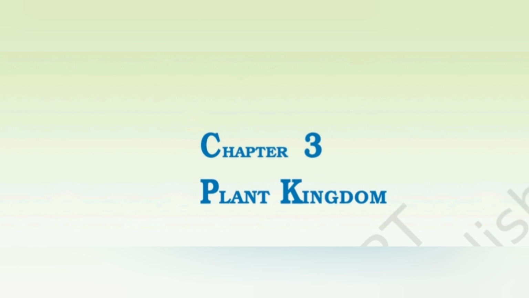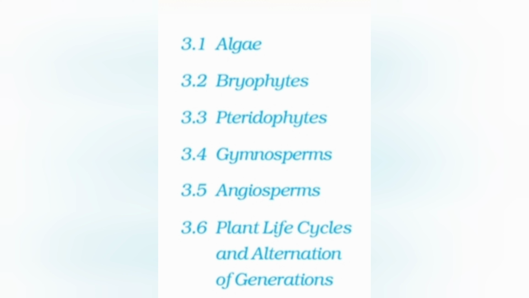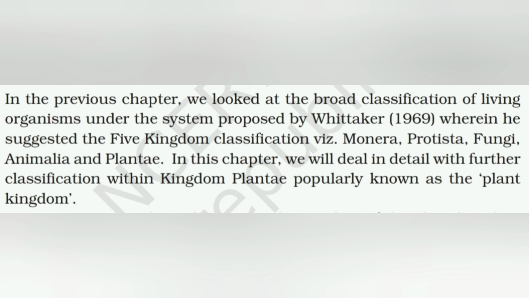In this chapter, we will be studying the basic characteristics of plants and the various divisions of the plant kingdom, that is algae, bryophytes, pteridophytes, gymnosperms, angiosperms, as well as types of life cycles found in plants and alternation of generation. In the previous chapter, we looked at the broad classification of living organisms under the system proposed by Whittaker in 1969, wherein he suggested the 5 kingdom classification: Monera, Protista, Fungi, Animalia and Plantae. In this chapter, we are going to study the plant kingdom.